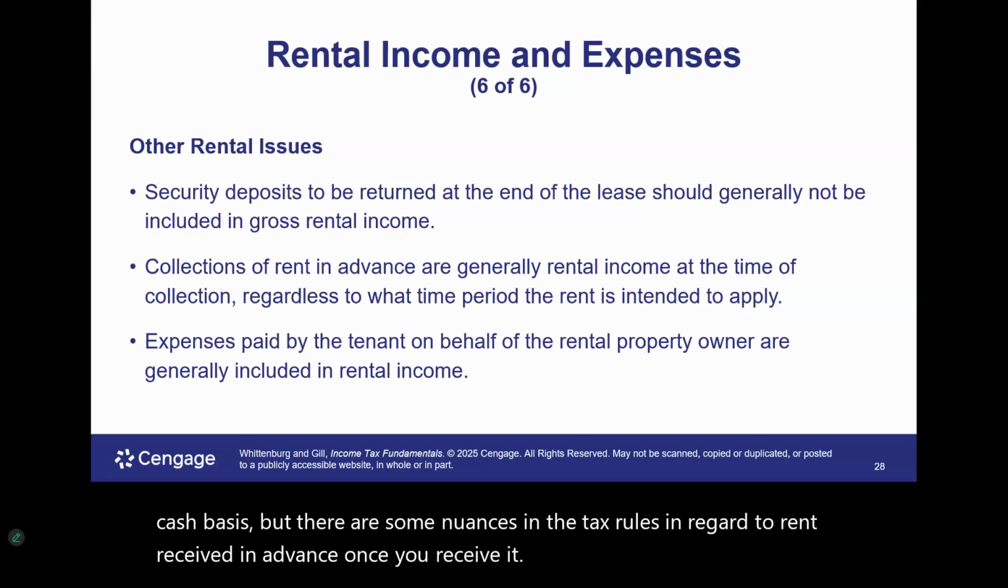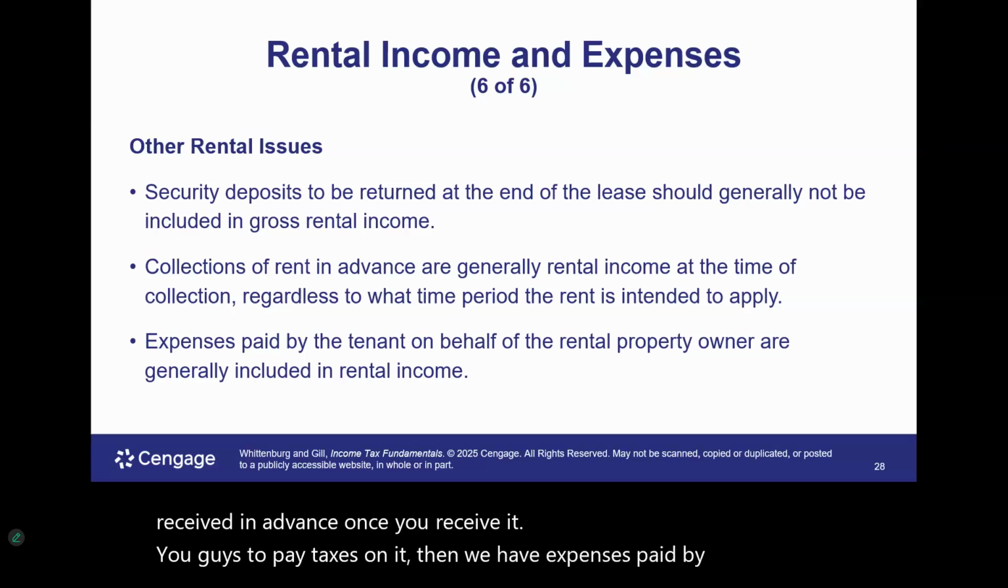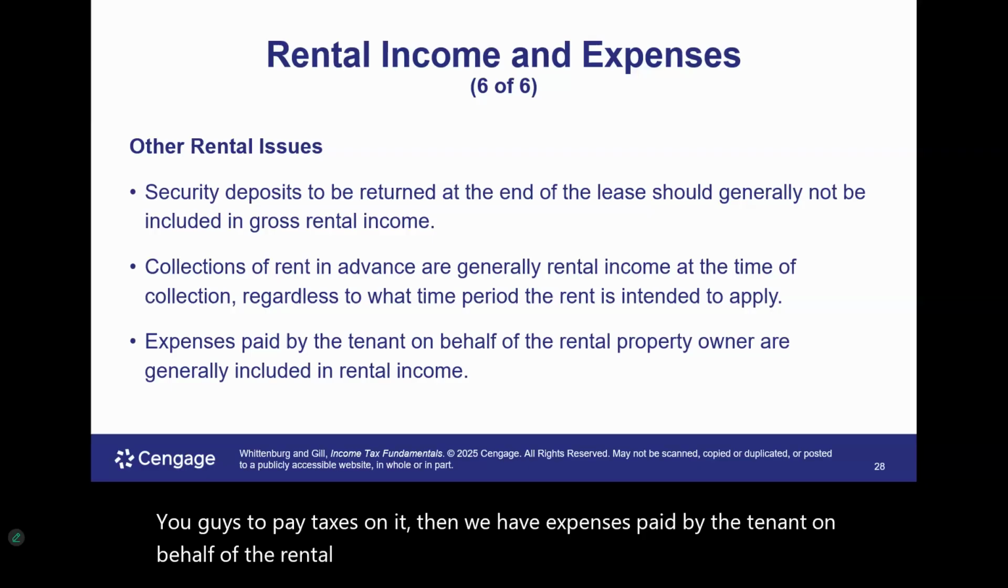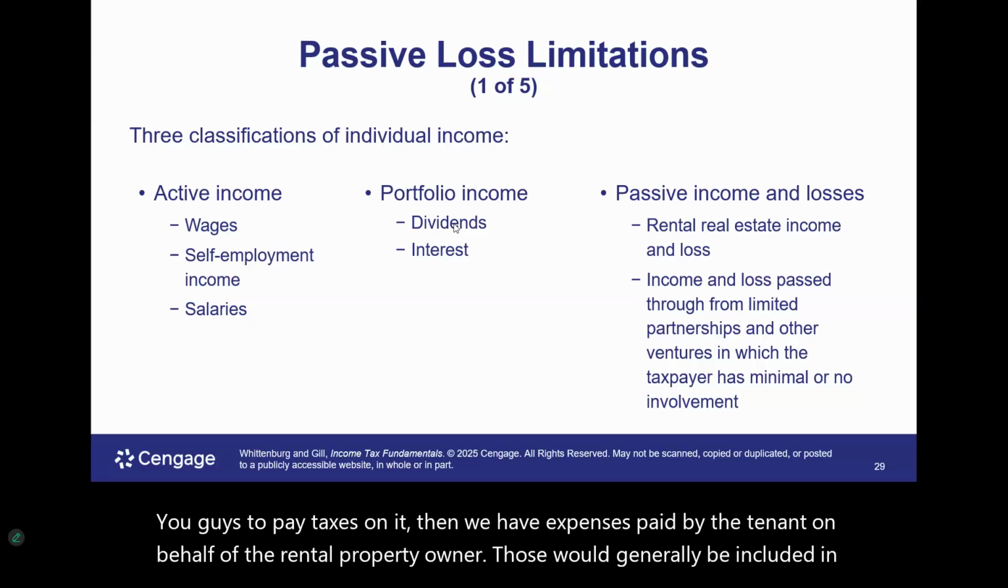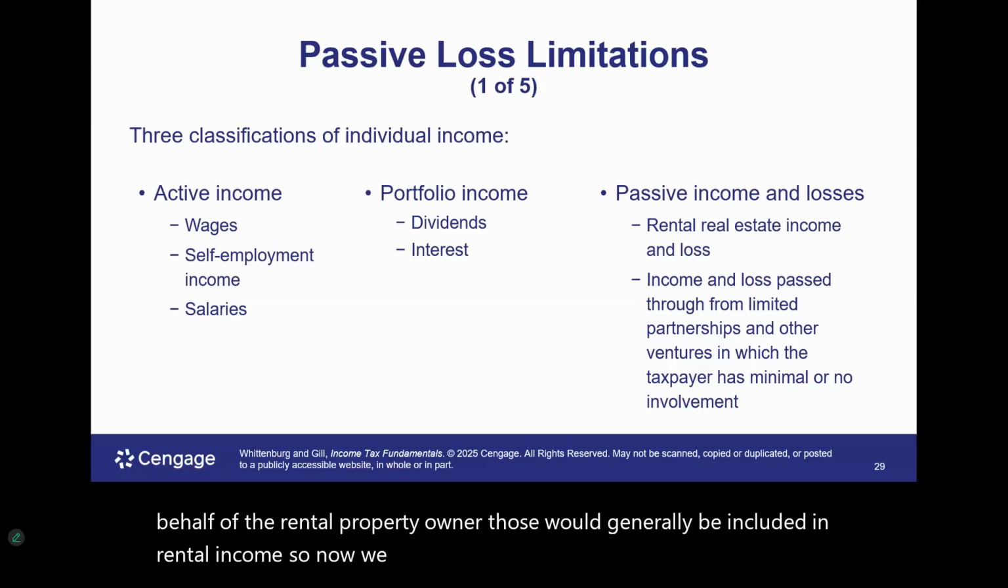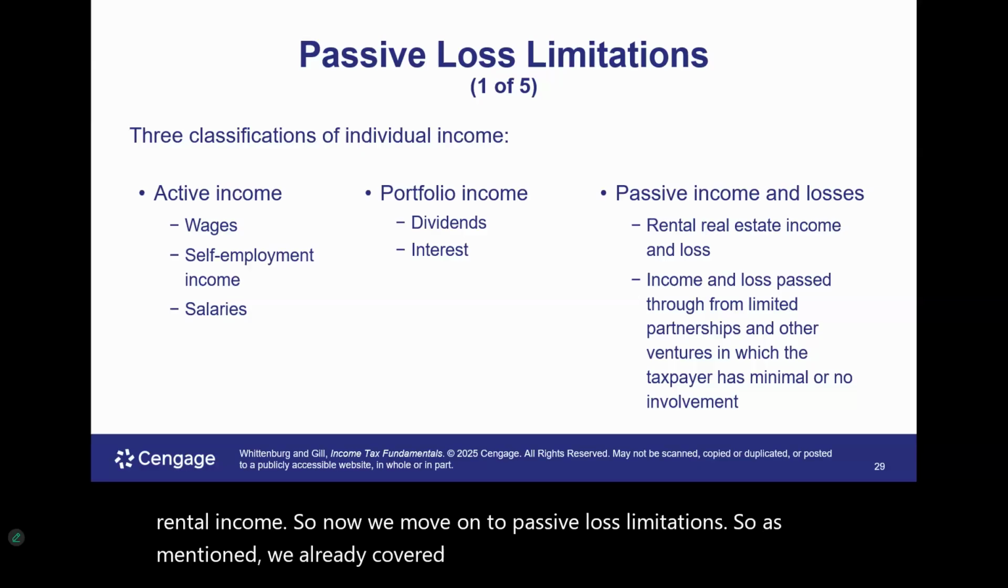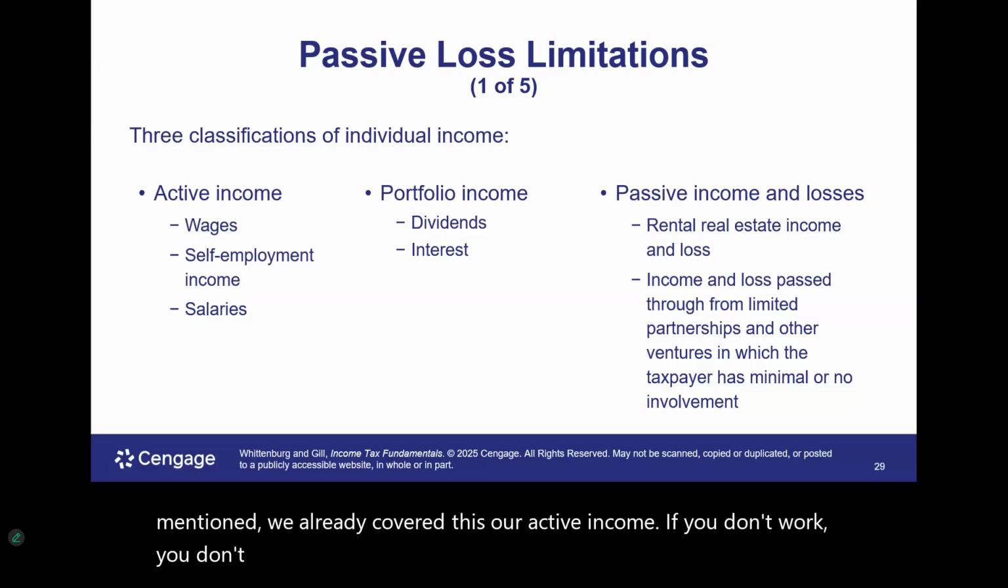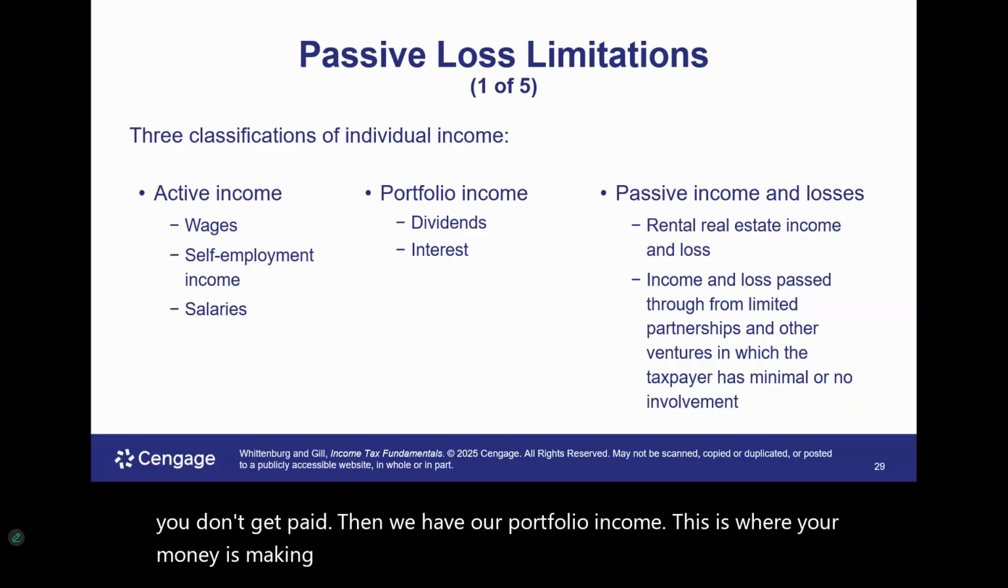Then we have expenses paid by the tenant on behalf of the rental property owner. Those would generally be included in rental income. So now we move on to passive loss limitation. As mentioned, we already covered this, our active income. If you don't work, you don't get paid. Then we have our portfolio income. This is where your money is making money. We have dividends and we have interest.